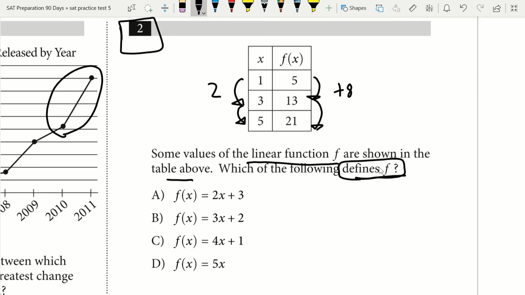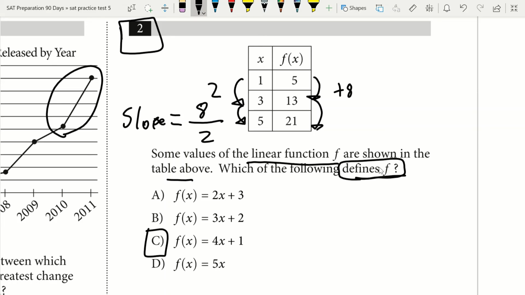So what I'm going to do here is I see I go from 1 to 3. I know that's a change in x of 2. I know my slope is going to equal my rise over my run, or my change in y over my change in x. So my change in x, there's 2. I see I go up 8 from 5 to 13. So my slope's 8 over 2, which is going to equal 4x. So my answer there would be C.